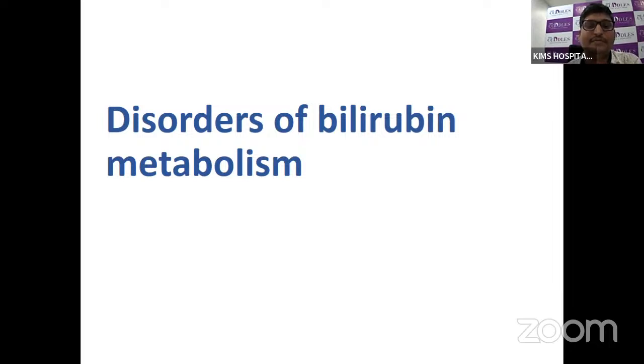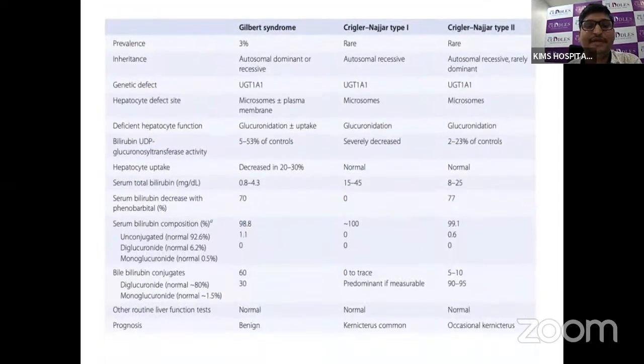Let's have a look at the disorders of bilirubin metabolism due to enzyme deficiencies. These are the unconjugated hyperbilirubinemia disorders due to hepatic enzyme insufficiencies: Gilbert syndrome and Crigler-Najjar syndrome, type 1 and type 2. The prevalence of Crigler-Najjar types 1 and 2 is very rare. Gilbert syndrome is present in 3% of the population, one of the common conditions of unconjugated hyperbilirubinemia. It can be autosomal recessive or dominant.